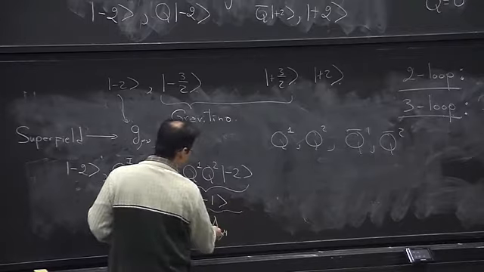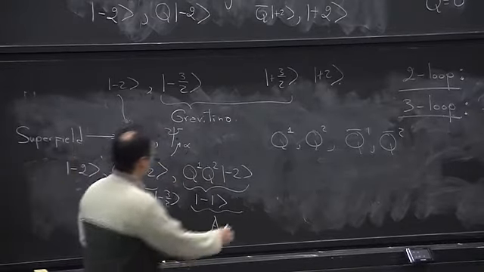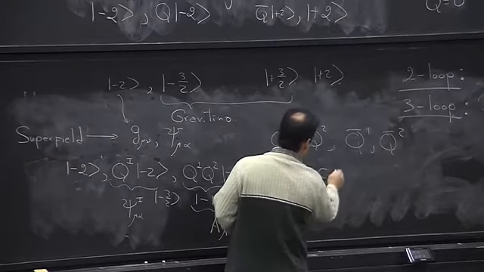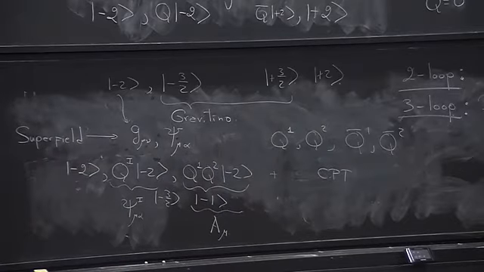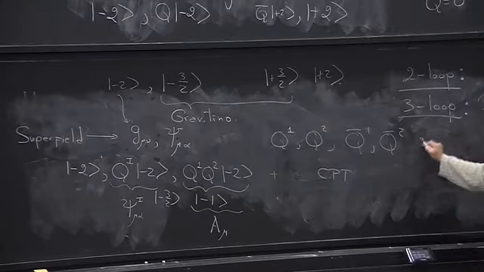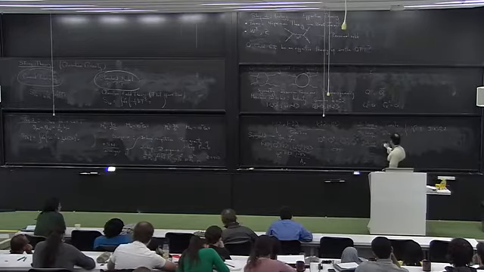Okay? And there is only one of them, right? Because there is only one possibility. Plus their CPT friends. Okay? The other ones we have to add. So once again, I told you there are 2 loops. The argument that any supersymmetric theory was finite was very simple. So this is finite.